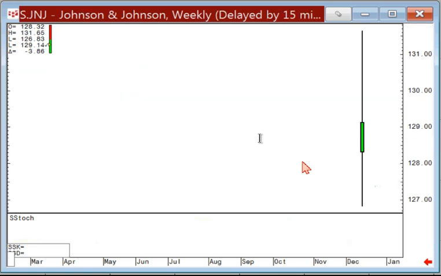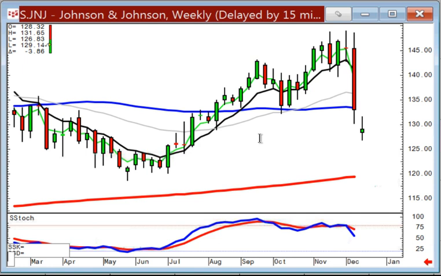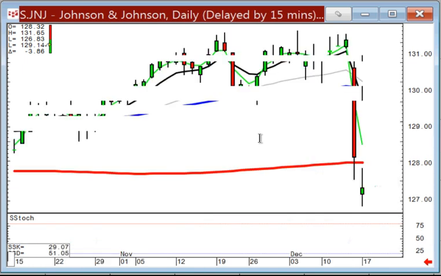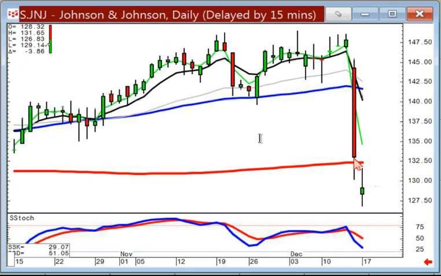Johnson & Johnson, let's go back to the daily. Big sell-off. There's your bearish kicker signal, still selling it off. We did XTX, stay short on this one.